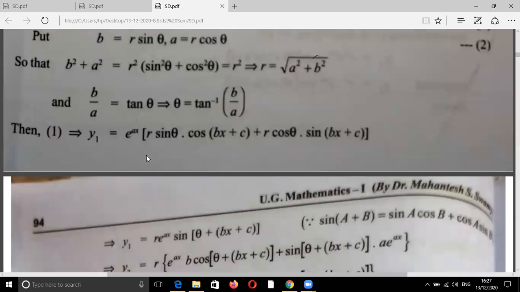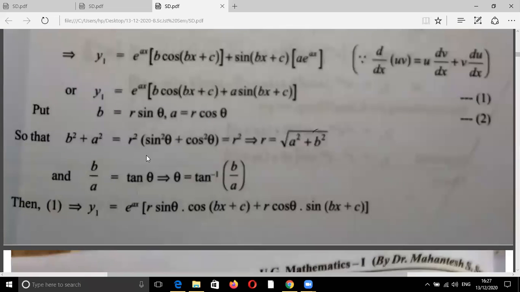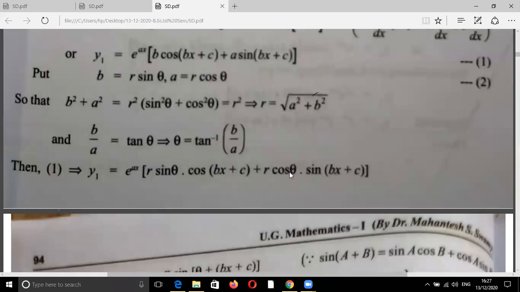Now y1 equal to how much are you getting here? You are taking the substitution a equal to r cos theta, b equal to r sin theta. You write e to the power ax as it is, and here you replace the values of b and a. If you replace b by r sin theta and a by r cos theta, you will get this.